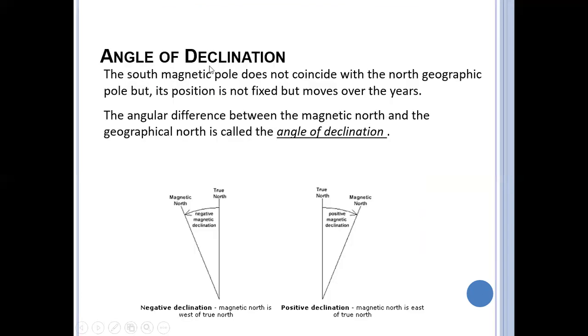So angle of declination, so the south magnetic pole coincides with the north geographic pole, but this position is not fixed but moves over the years. So the angular difference between the magnetic north and the geographic north is considered as the angle of declination. So pwede siya maging positive or negative. So positive if the direction is to the east, and negative siya if the direction is to the west.